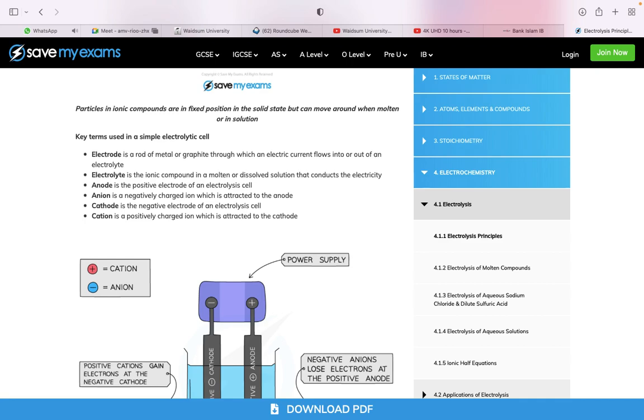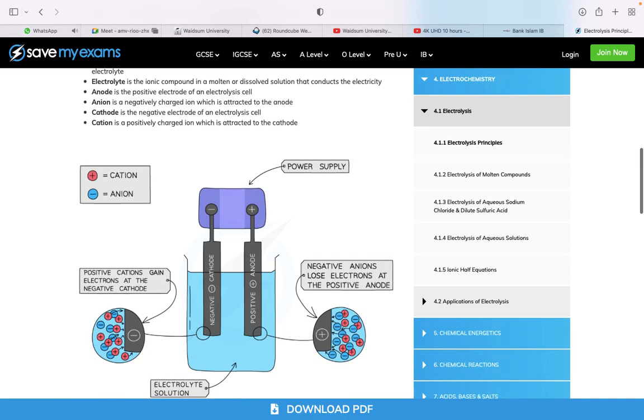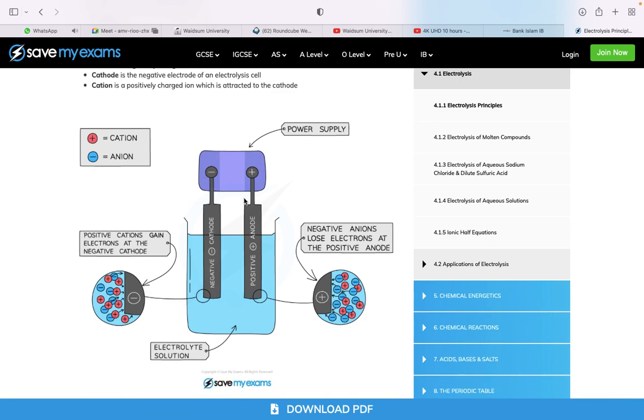So an electrode is just a rod of metal. The metal could be graphite, or it could be copper. It depends. We can use any metal to act as our electrode. So electrodes are just rods of metal, like graphite, through which electric current flows into and out of an electrolyte. The electric current comes from the battery you are using. Like the top part where you see the power supply in this diagram. The power supply is usually the battery, for example.